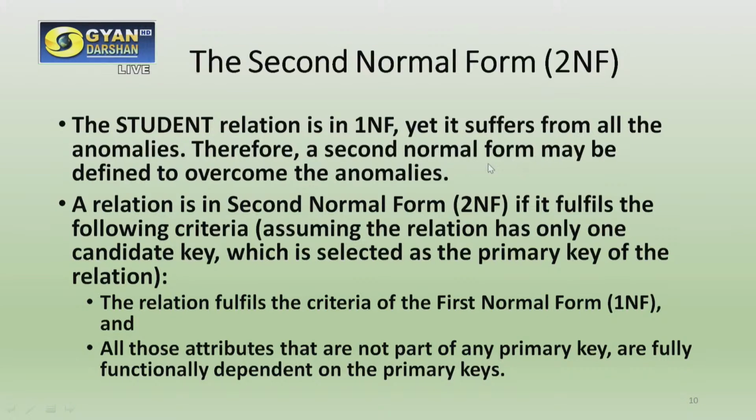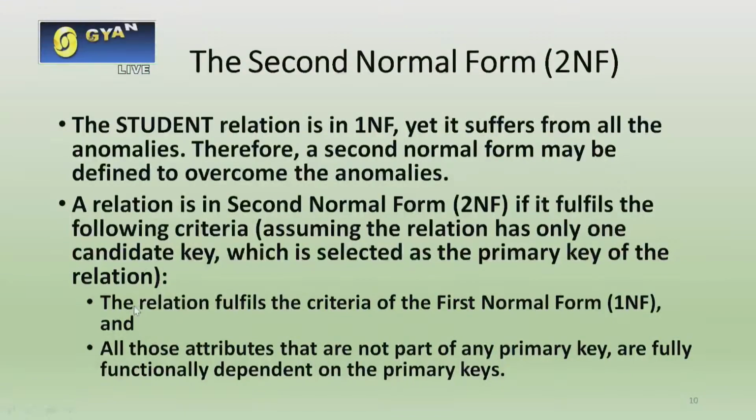Therefore, a second normal form may be defined to overcome the anomalies. A relation is said to be in second normal form, 2NF we call it, if it fulfills the following criteria, assuming that the relation has only one candidate key, which is selected as the primary key of the relation. We have shown this in the dependency diagram, the key attributes. So let us once again look into the definition.